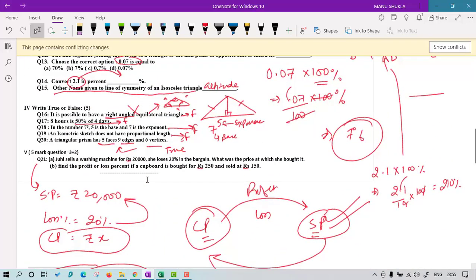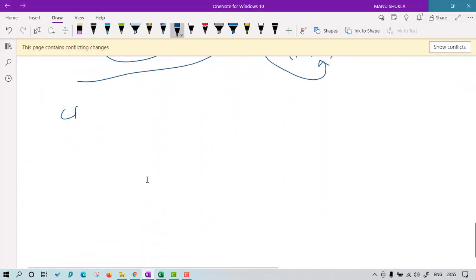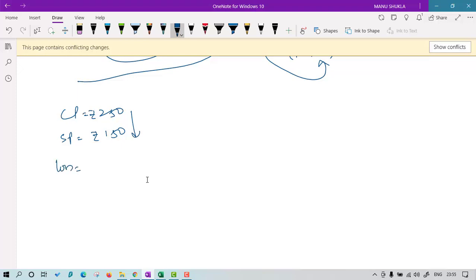Now, the last one is: find the profit or loss percentage if a cupboard is bought for rupees 250 and sold for 150. Very simple. The CP is more, SP is less. So CP is 250 rupees and SP is rupees 150. Obviously it is a loss. So first let's find the value of loss. The value of loss is given by CP minus SP, that is 250 minus 150, rupees 100 is the loss.